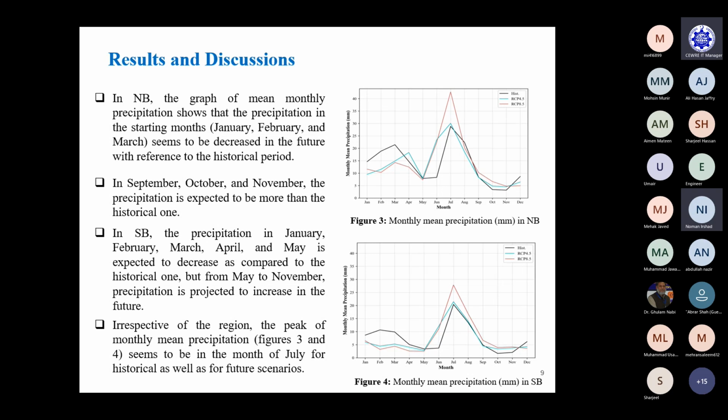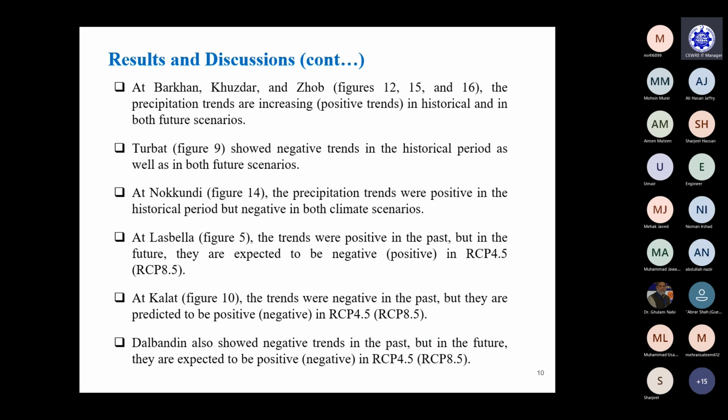Irrespective of the region, in both north and south Balochistan, the peak of the monthly mean precipitation seems to be in the month of July, in both historical and both future scenarios. Now, at Barkhan, Khuzdar, and Zob stations, the precipitation trends are increasing, meaning positive trends.